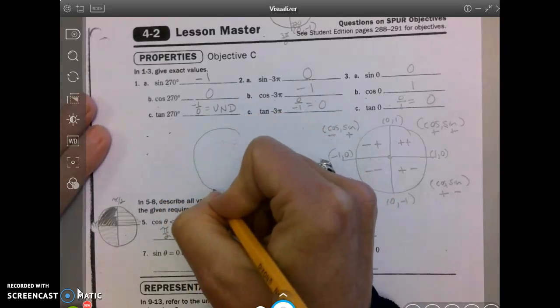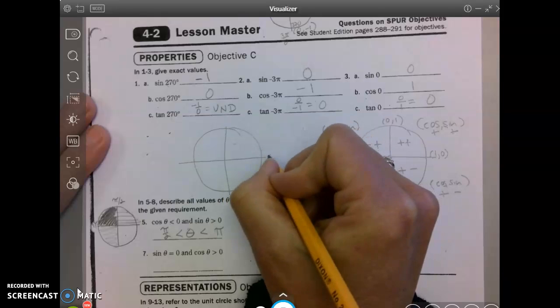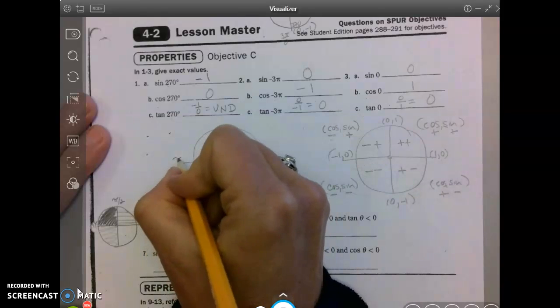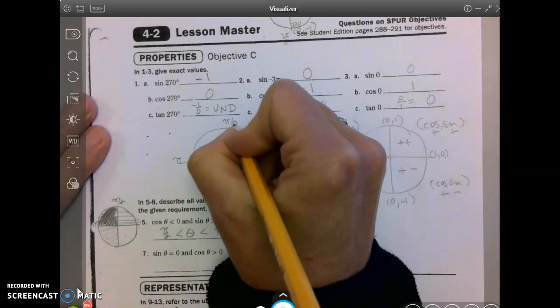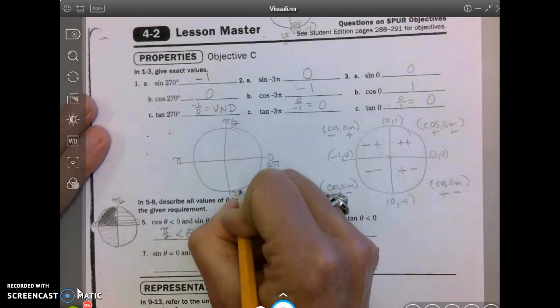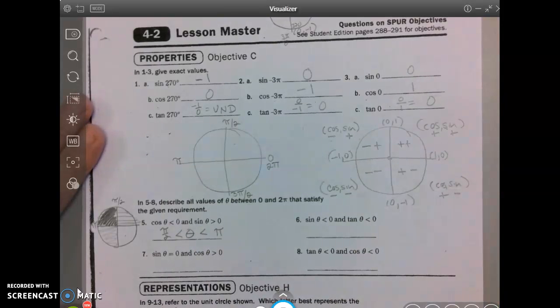Because remember again, if you need to draw this, just to remind yourself about your radians. 0, this is pi, this is 2 pi, which makes this half of a pi, and this 3/2 pi, or 1.5 pi. Okay?